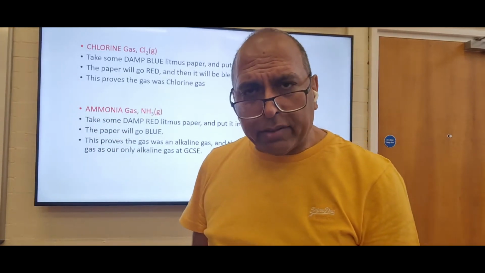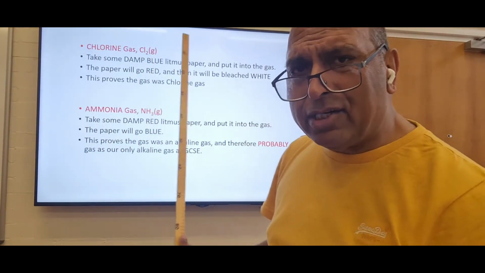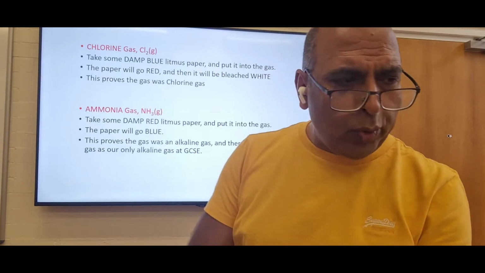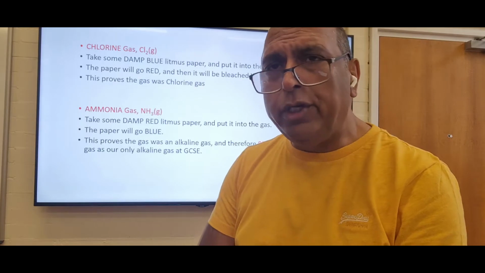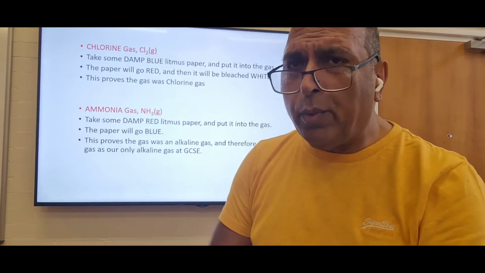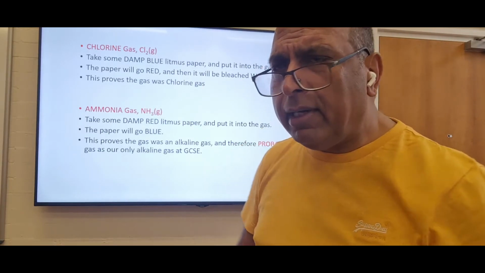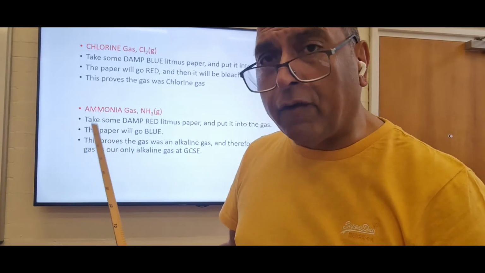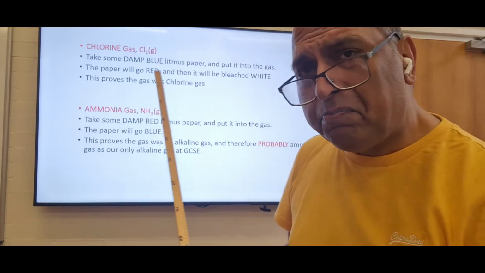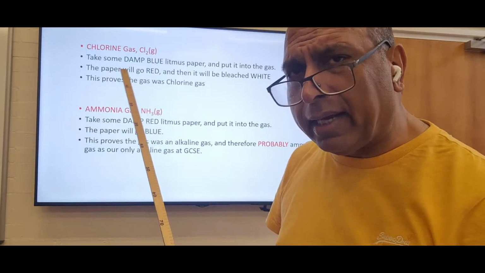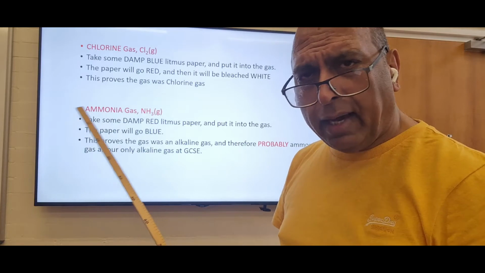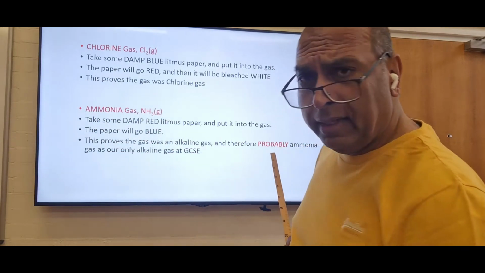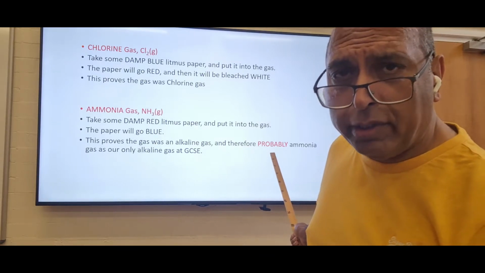Now finally, ammonia gas. Now this is not a test that proves you've got ammonia, but at GCSE we use it as such. We use it where we want to prove ammonia, but really, all it proves is you've got an alkaline gas. But at GCSE, the only alkaline gas is ammonia, so we use it as a test for ammonia when strictly, it's just probably ammonia.